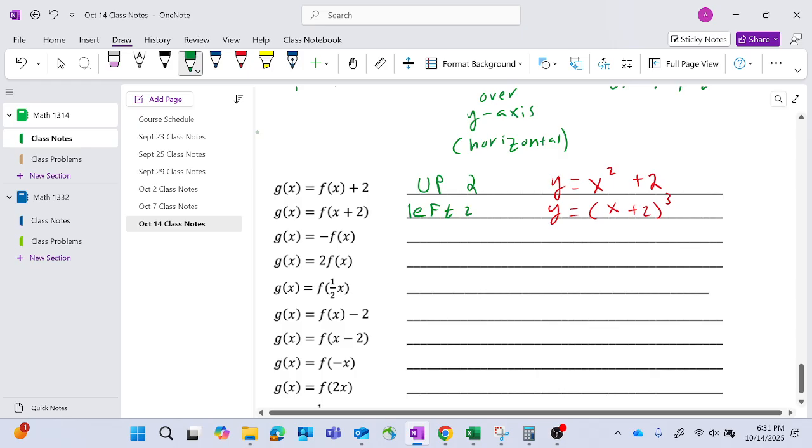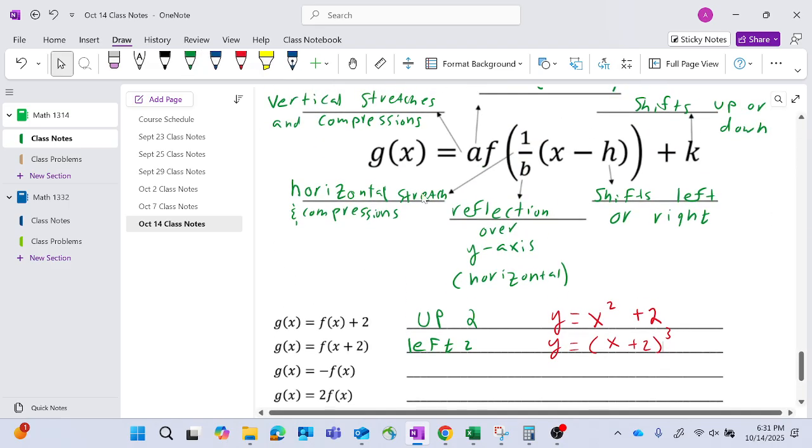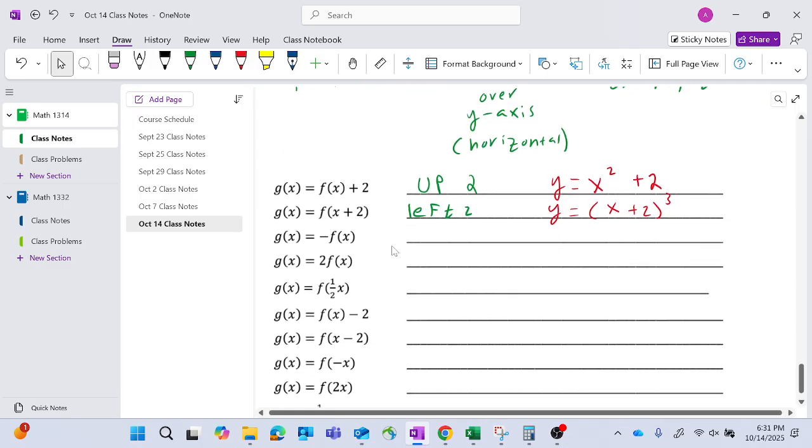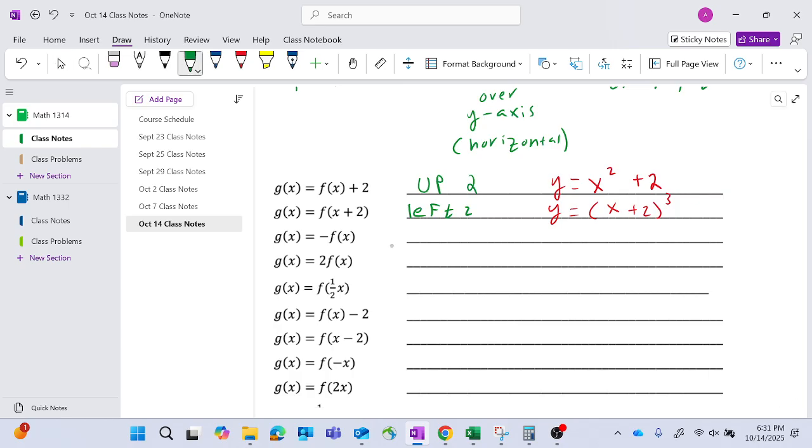Now we have a negative f of x. Well, that negative is in the place of the a value that we have, right? It's in the place of this A. So your A does everything vertically. It's going to be a vertical reflection or reflection over the x-axis. And an example in a function could be something like y equals negative, let's say, square root of x, right? It's a negative multiplying the function itself, but not the x.